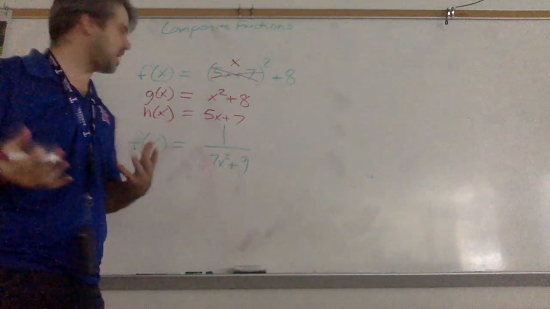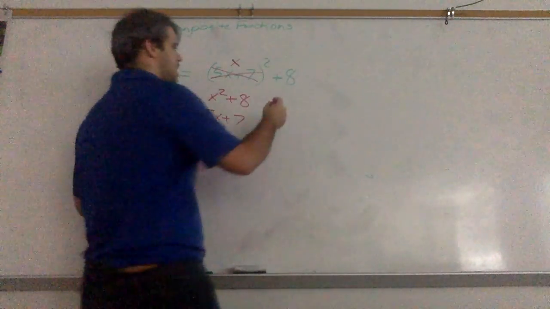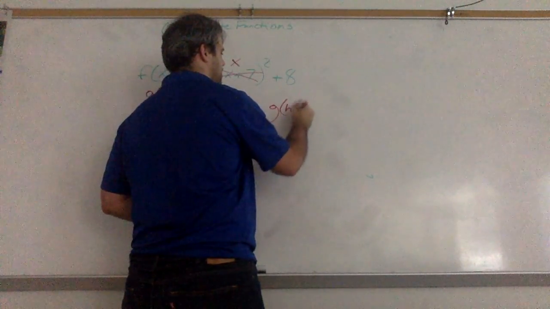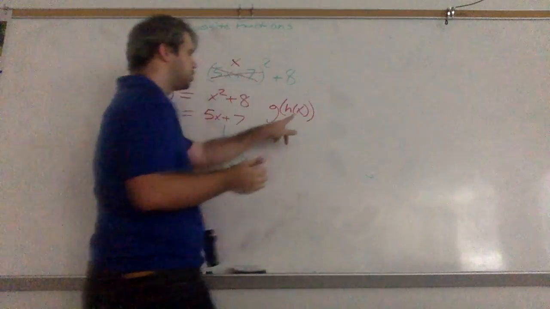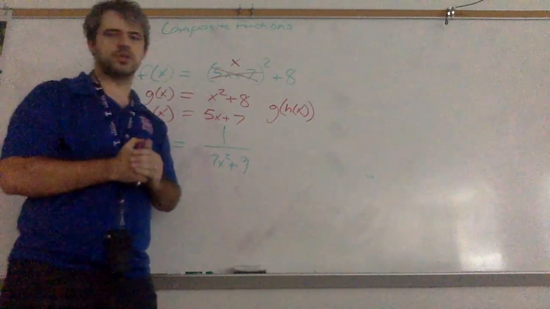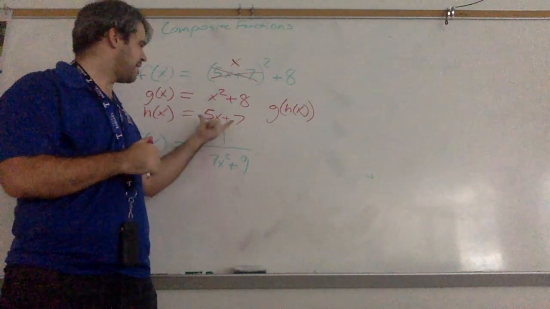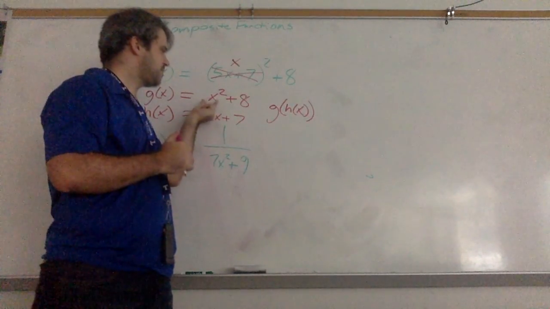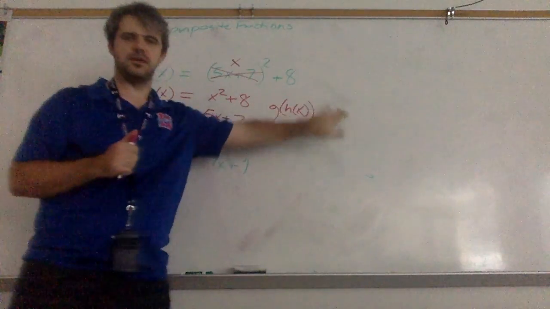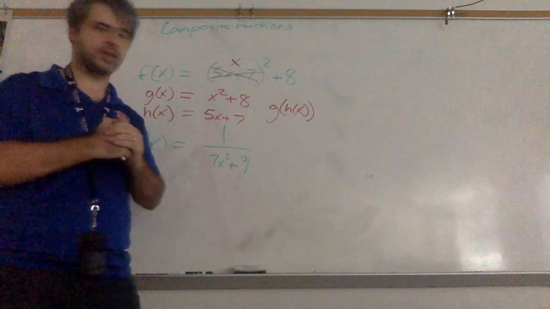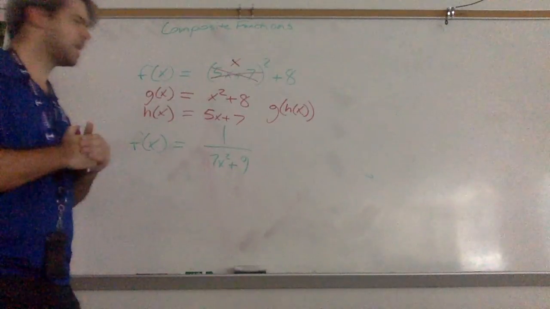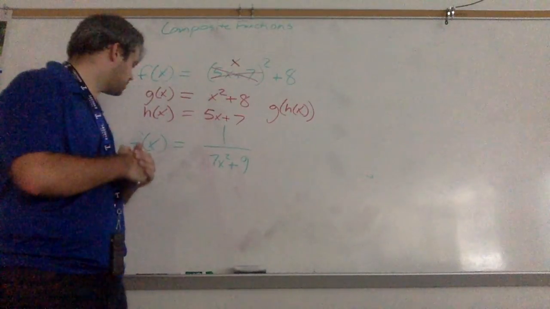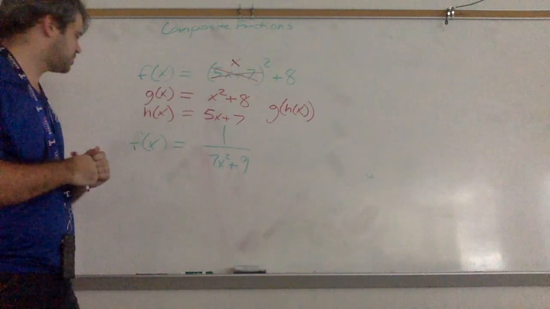Now, if I've done this correctly, what you can do now is g of h of x should equal my original function. Okay, 5x plus 7, I plug that in for x, so that squared plus 8, and you've got your value there. Okay, so that's how you would do a situation like that.